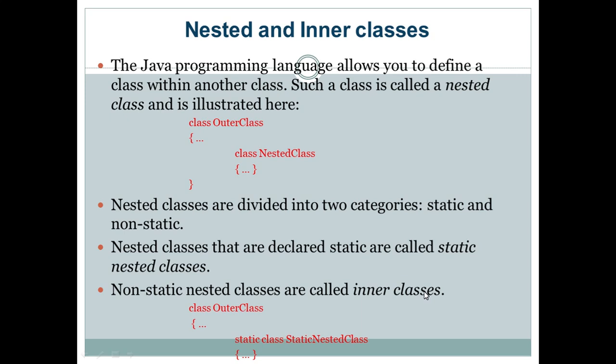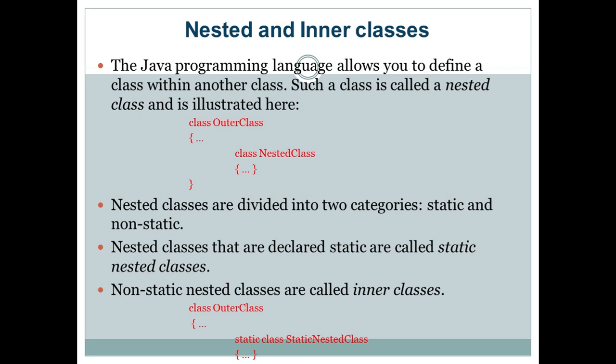Now nested and inner classes. The Java programming language allows you to define a class within another class. Such a class is called a nested class, and it is illustrated here. For example, this is my outer class and inside it, this is my nested class. When you define a class within another class, such classes are known as nested classes. Writing a class within another is allowed in Java.